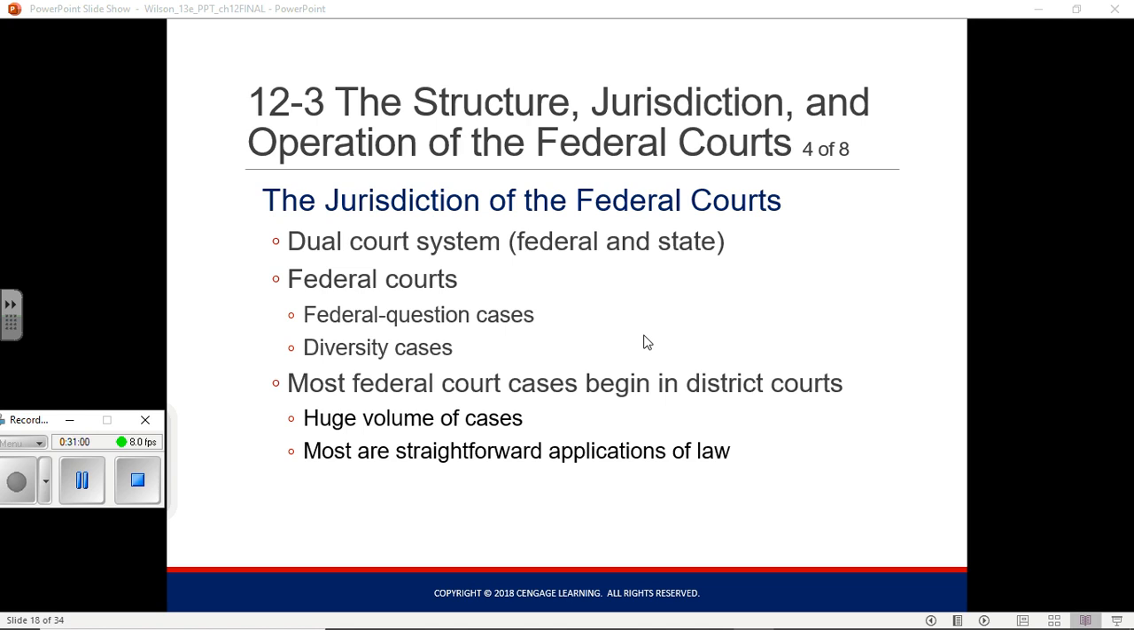Now, fortunately, we do have some rules about which cases go directly to federal court and which ones go to state court and which ones end up going to federal court after they go to state court and at what point they do that, et cetera, et cetera. All right? It's called jurisdiction.